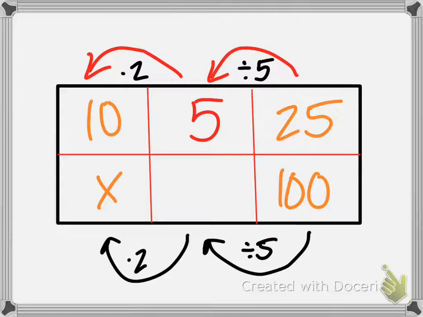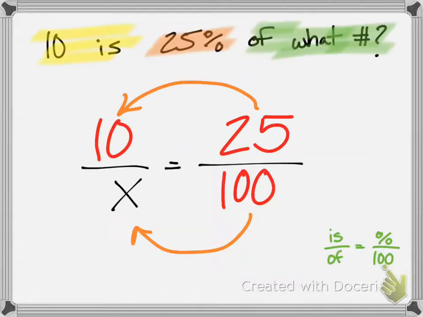Who can tell me 100 divided by 5? Lucas, what's 100 divided by 5? 100 divided by 5 is 20. Yes. And then, Amelia, what is 20 times 2? 40. So I find out, if I bring this back here, 10 is 25% of 40.